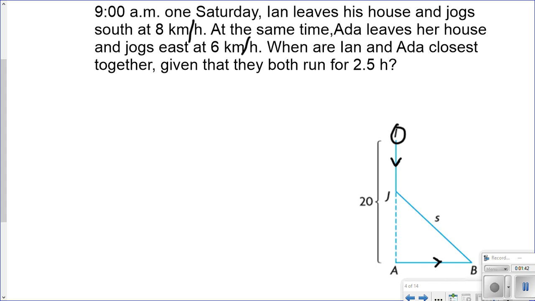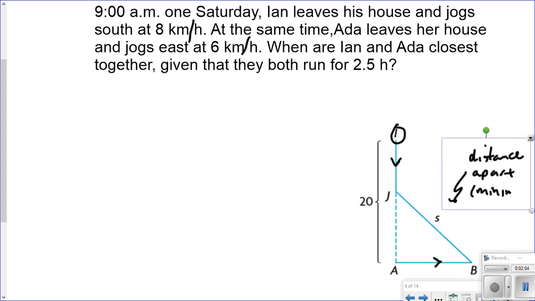So the question's asking, when are Ian and Ada closest together? And this is represented by S. This is the distance that they are apart, and this is the one I'm going to minimize. Ian's getting closer to the house, Ada's getting farther away. So before we do this, let's establish a little bit of the situation.